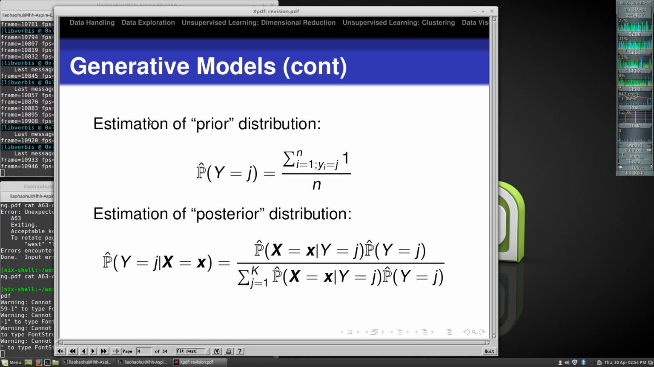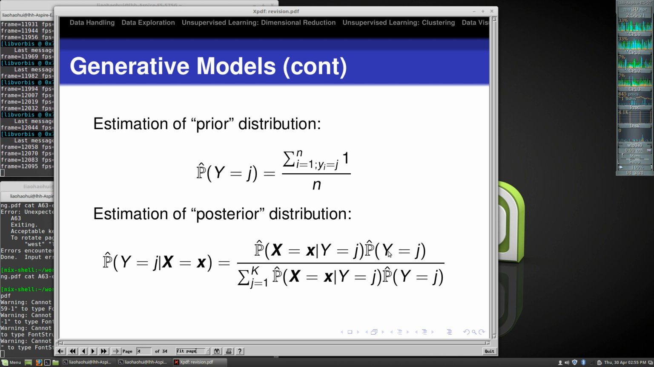Let's see how these are estimated. As I mentioned, the prior distribution, many of you have seen this in naive Bayes. It's basically just counting. Let's say your training data is 100 rows. For the output, if we have only three classes, one is 20, the other is 30, the other is 50. In the end we just have 0.2, 0.3, and 0.5. Very easy to estimate.